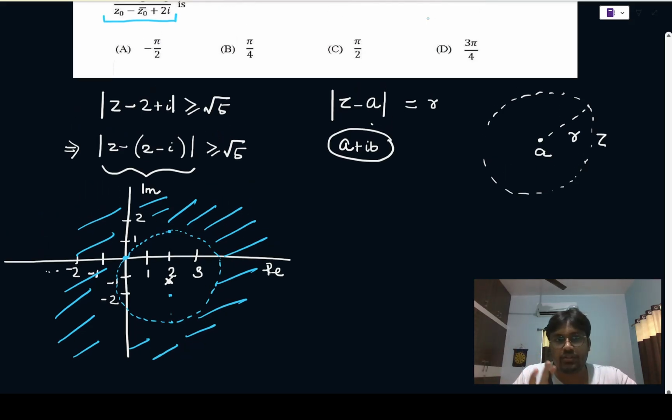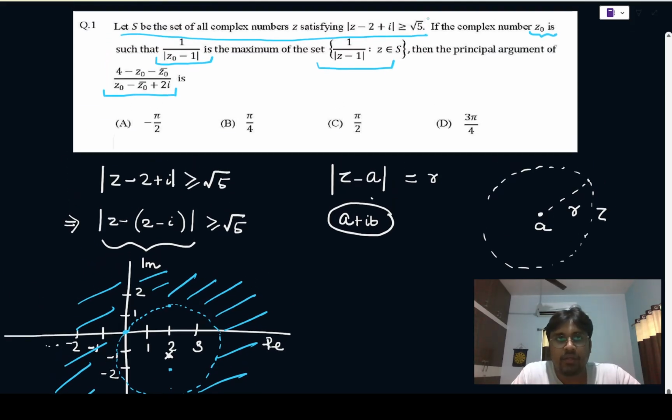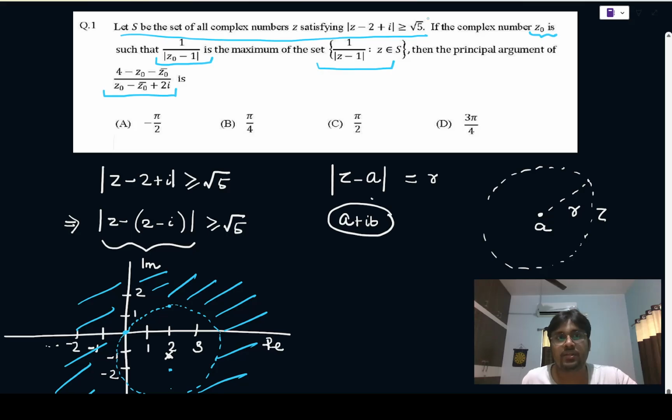Now that we have sketched the area that we are interested in to solve this problem, we'll go ahead. So we have defined our set S. S is basically all the points on this circle and all the points which are outside this circle, from standard definition.